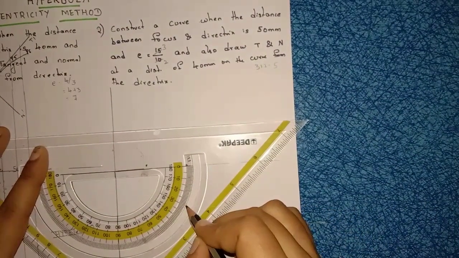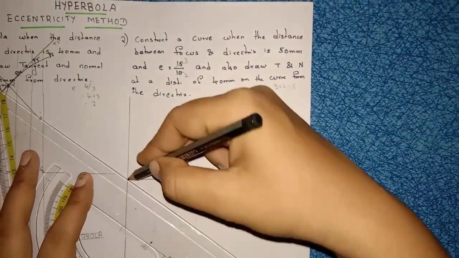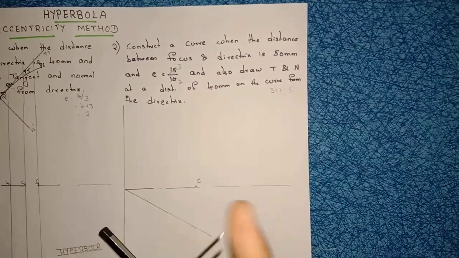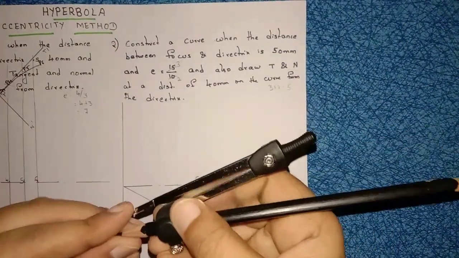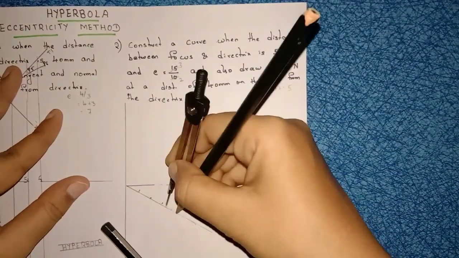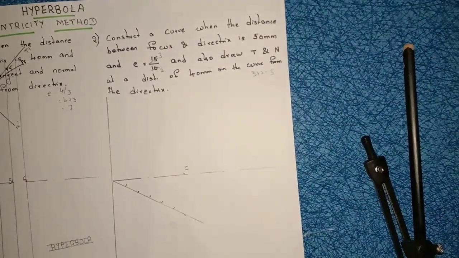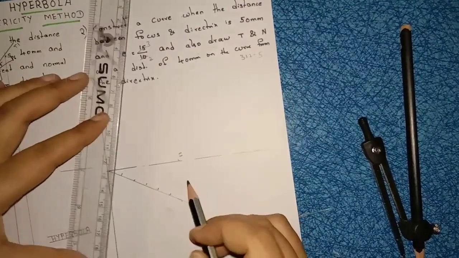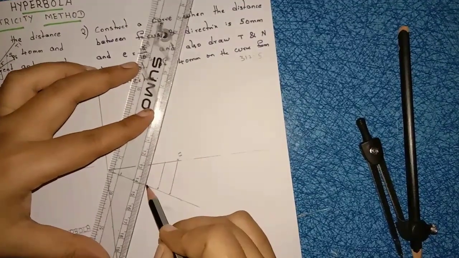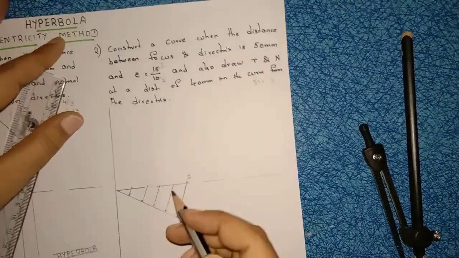So by taking a 30 degrees angle, divide into 5 equal parts, right? So after that, with the help of a compass, take any radius with the compass. 1, 2, 3, 4 and 5, right? After that, join this last arc to the focus point, and draw parallel lines, right? After that you have to mark the V point, right?